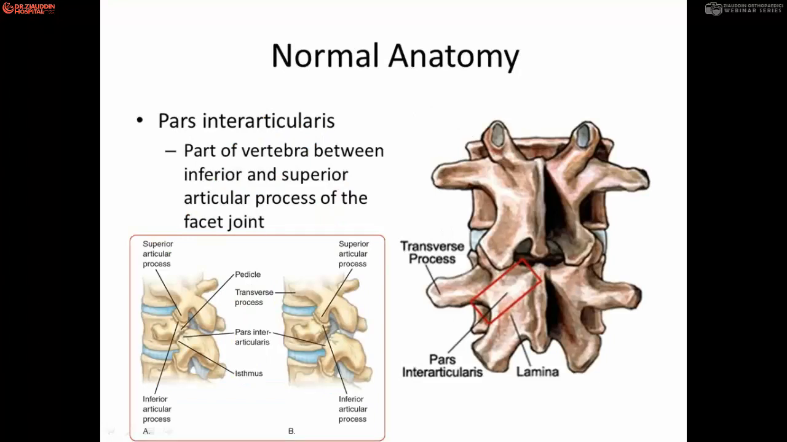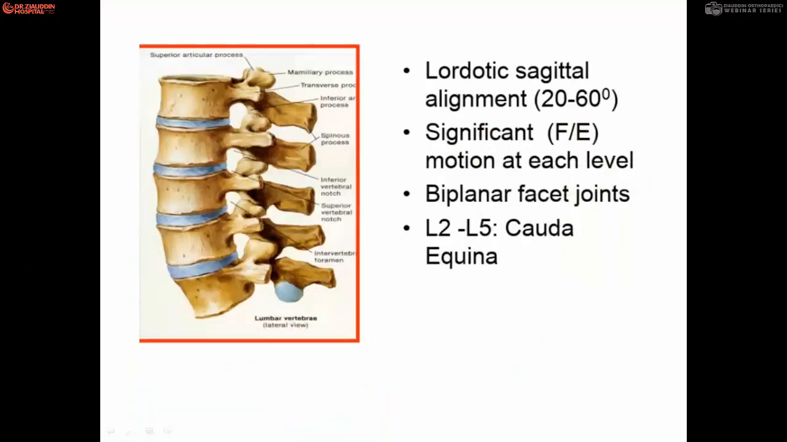The pars interarticularis is the part of the vertebra between the inferior and superior articular processes. It is most developed in the lumbar spine. It has an increase in cortical bone to accommodate increased forces. And if there is insufficient cortical bone, it leads to stress fractures and ultimately slippage of the vertebra, which is called spondylolisthesis. The lumbar spine has a lordotic sagittal alignment ranging from 20 to 60 degrees, and significant flexion extension movement happens at each level.